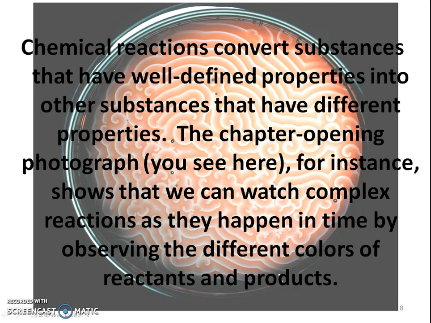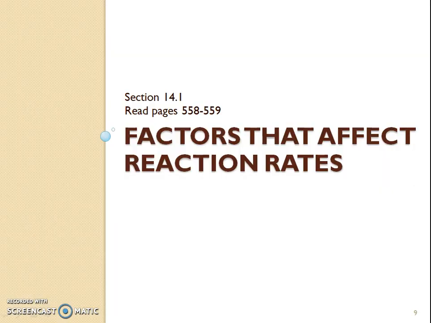Chemical reactions convert substances that have well-defined properties into other substances that have different properties. The chapter opening photograph you see here, for instance, shows that we watch complex reactions as they happen in time by observing the different colors of reactants and products. So in section 1, we're going to talk about the factors that affect reaction rates.